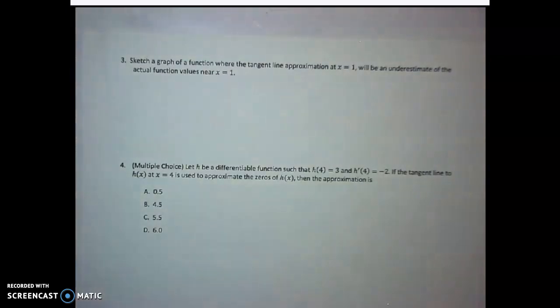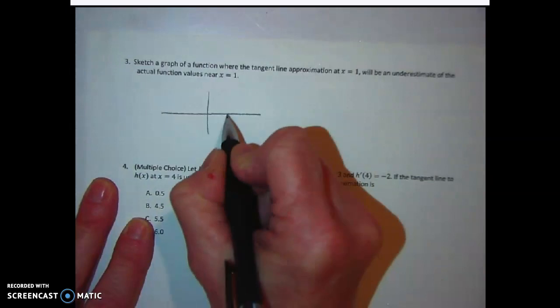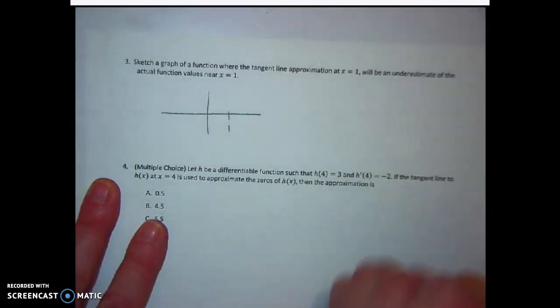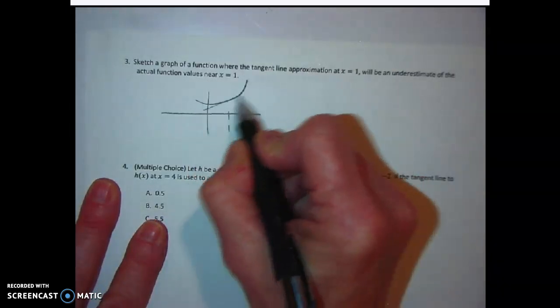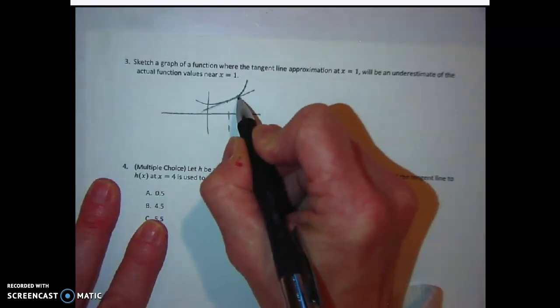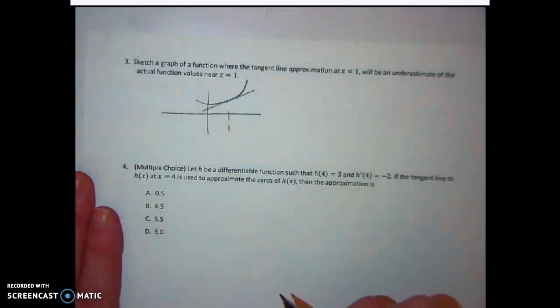We've talked about this one a few times, so go ahead and again pause the video after we're done reading this. Sketch a graph of a function where the tangent line approximation at x equals 1 will be an underestimate of the actual function value near x equals 1. Well, remember, to be an underestimate, first of all, let's put our 1 there. Remember, to be an underestimate, the tangent line needs to be below the actual graph. So if I were to just graph some sort of curve, if I want to find that approximation, the approximation is going to be slightly lower than the actual function. So that would be my graph.